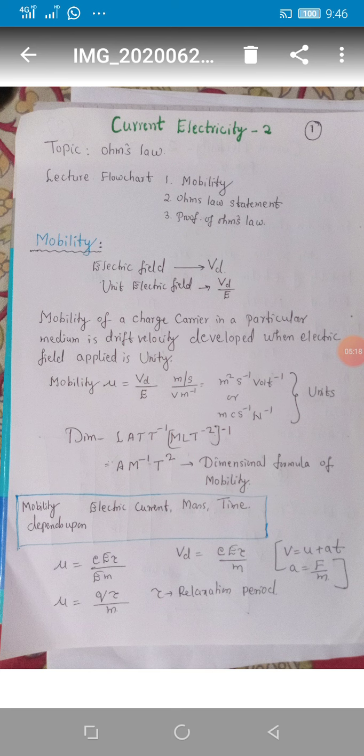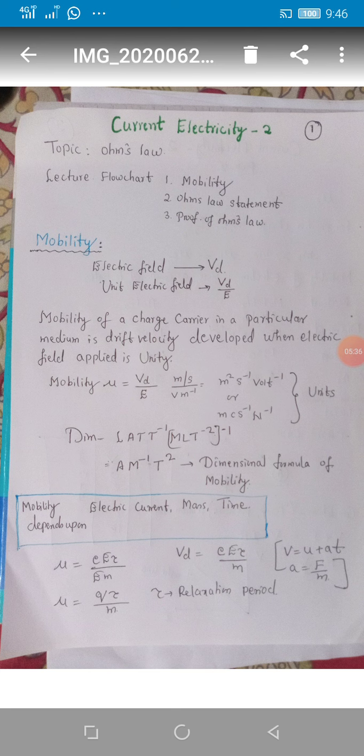Electric current in ampere terms, it is dependent. Mass, it is dependent. Mass means mass of the charge carrier, M minus 1. And time also it is dependent, T raised to 2. Okay. So you can easily find out on what factors mobility depends.